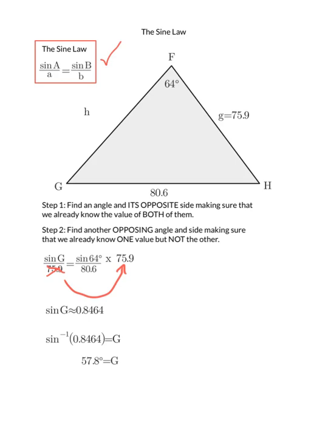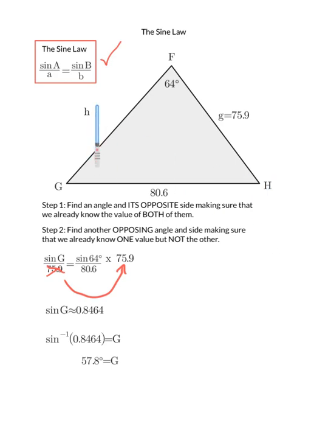So if you look over here, one of the sides is sine of 64 degrees divided by 80.6. Right? Now the other side, we need one but not the other. We need opposite sides again, but we know one but not the other.